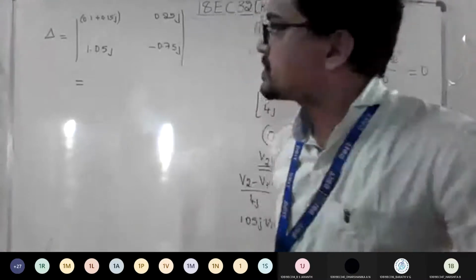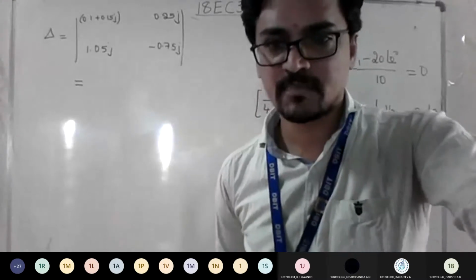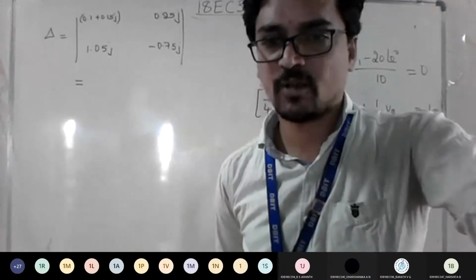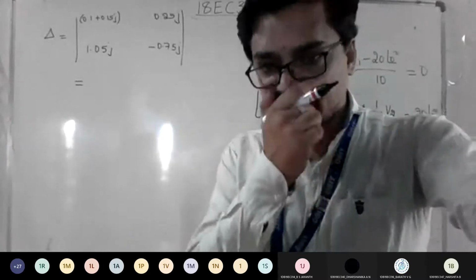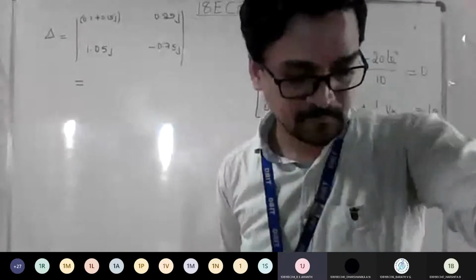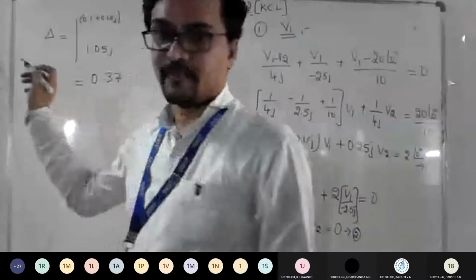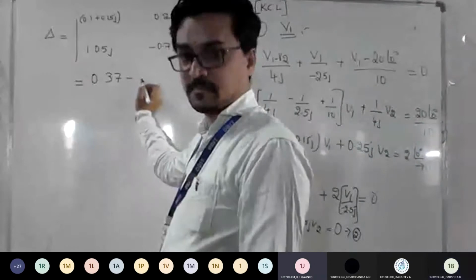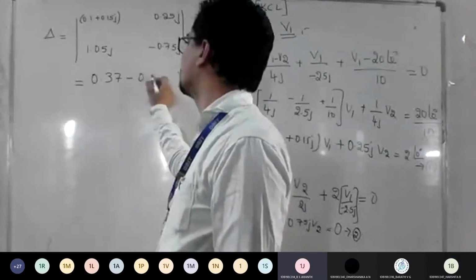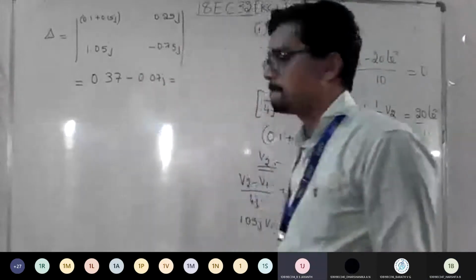Simultaneous equations are fine for 2 cross 2. But if it is 3 cross 3, in complex mode you will make small mistakes and lose marks. That's why you go for Cramer's rule and try to solve. Anyone got the answer for delta? Sir, 0.375 minus 0.075J. Is it polar form or rectangular form? Rectangular form, sir. Tell me in terms of rectangular form, what is the answer?